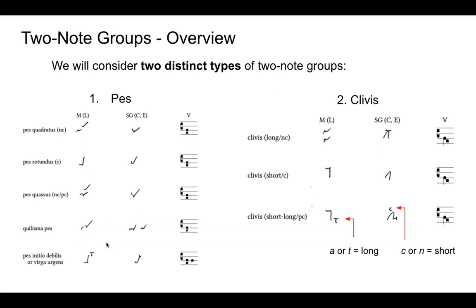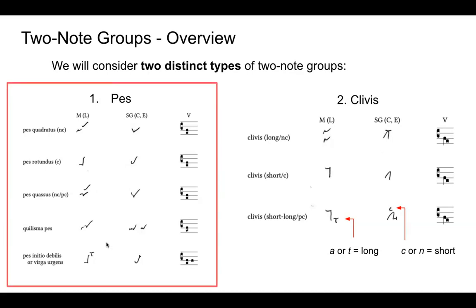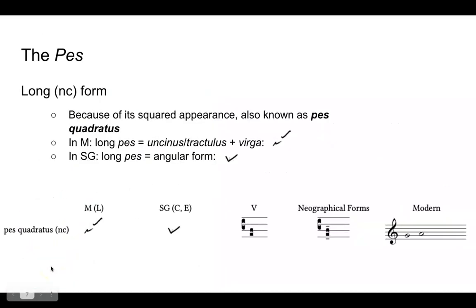In this presentation, we will discuss 2 distinct types of 2-note groups. They are the Pez and the Clevis. First, we'll discuss the Pez and all of these variants. So the first form is the long non-cursive form of the Pez, which looks like this in the Messine neumes and looks like this in the St.